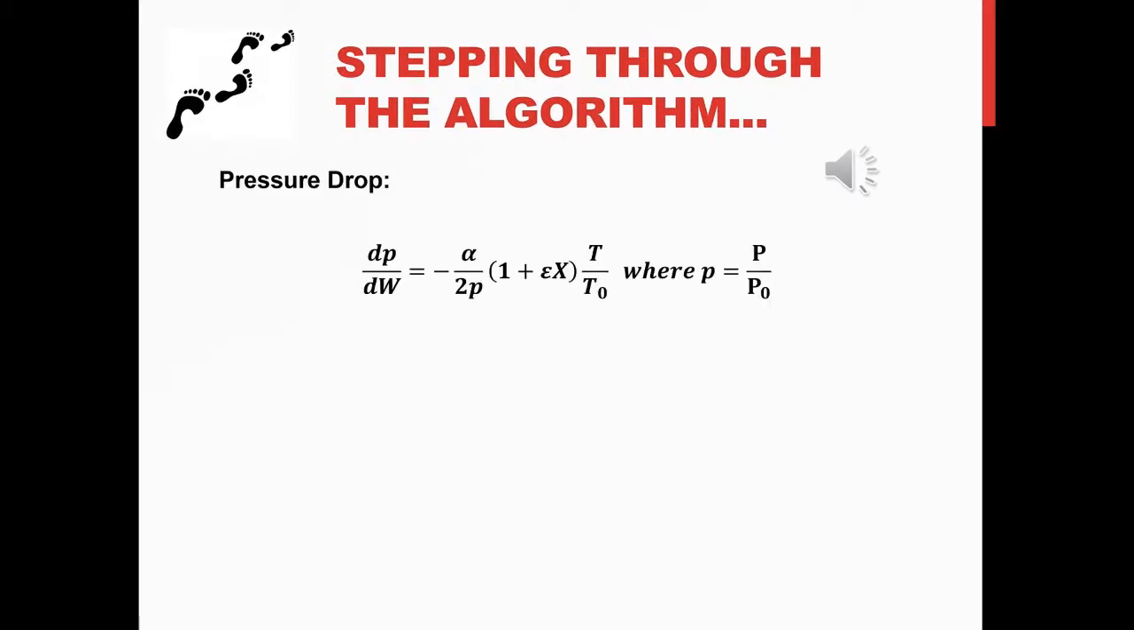The change in pressure with respect to the catalyst weight is a function of the change in volume and the change in temperature. The pressure drop parameter, alpha, also greatly affects the change in pressure. This parameter was varied in our process code to observe what type of impact it would have on our system.